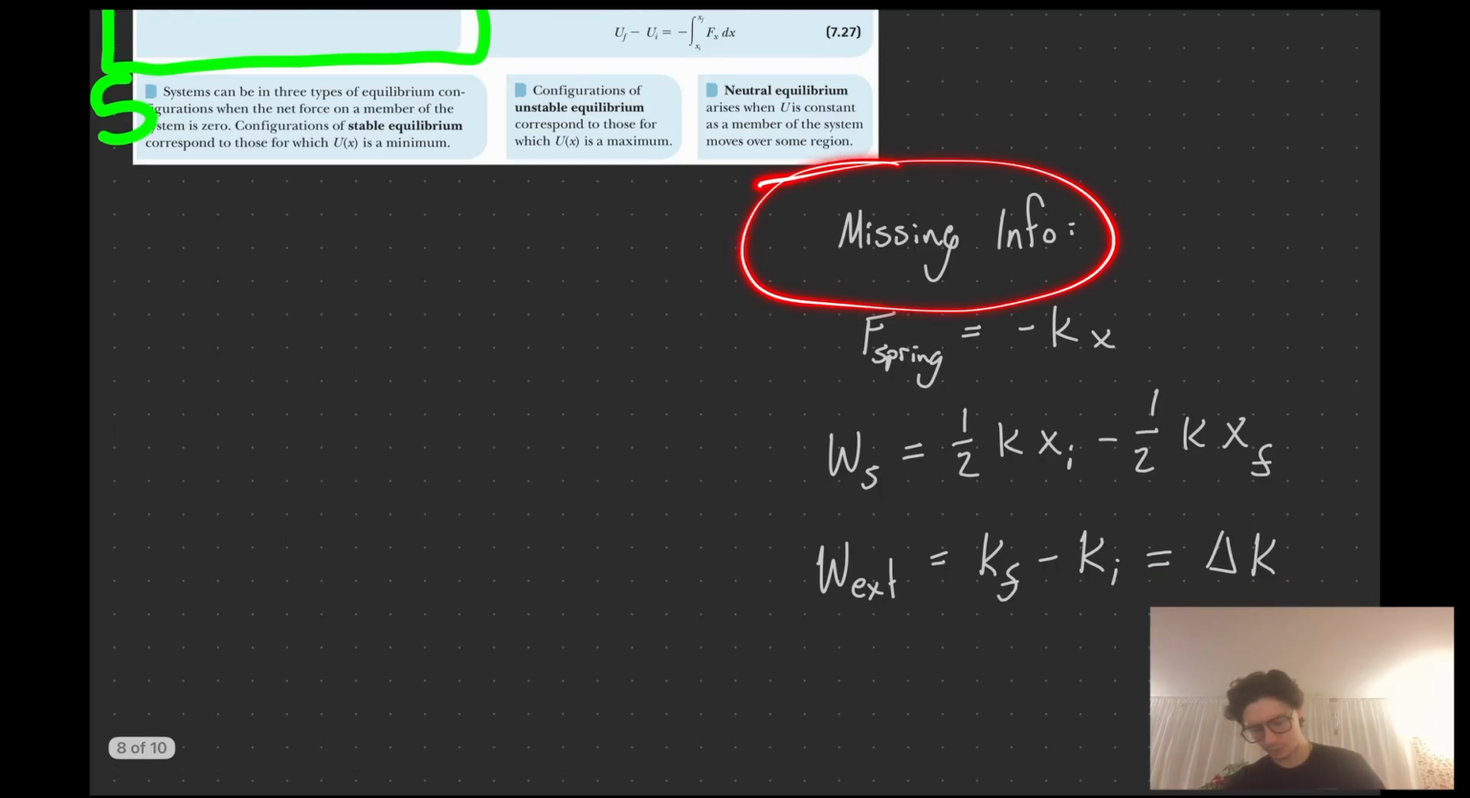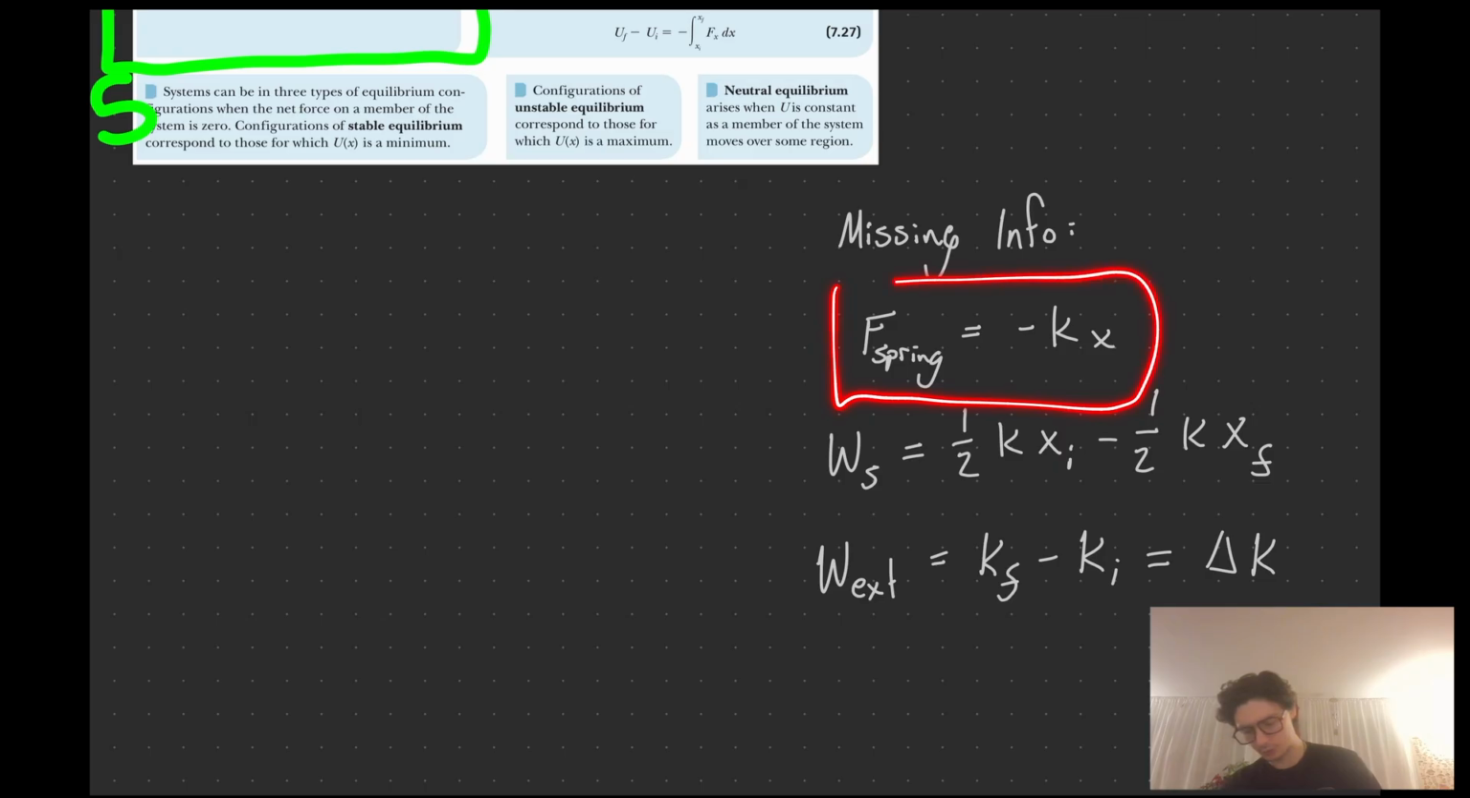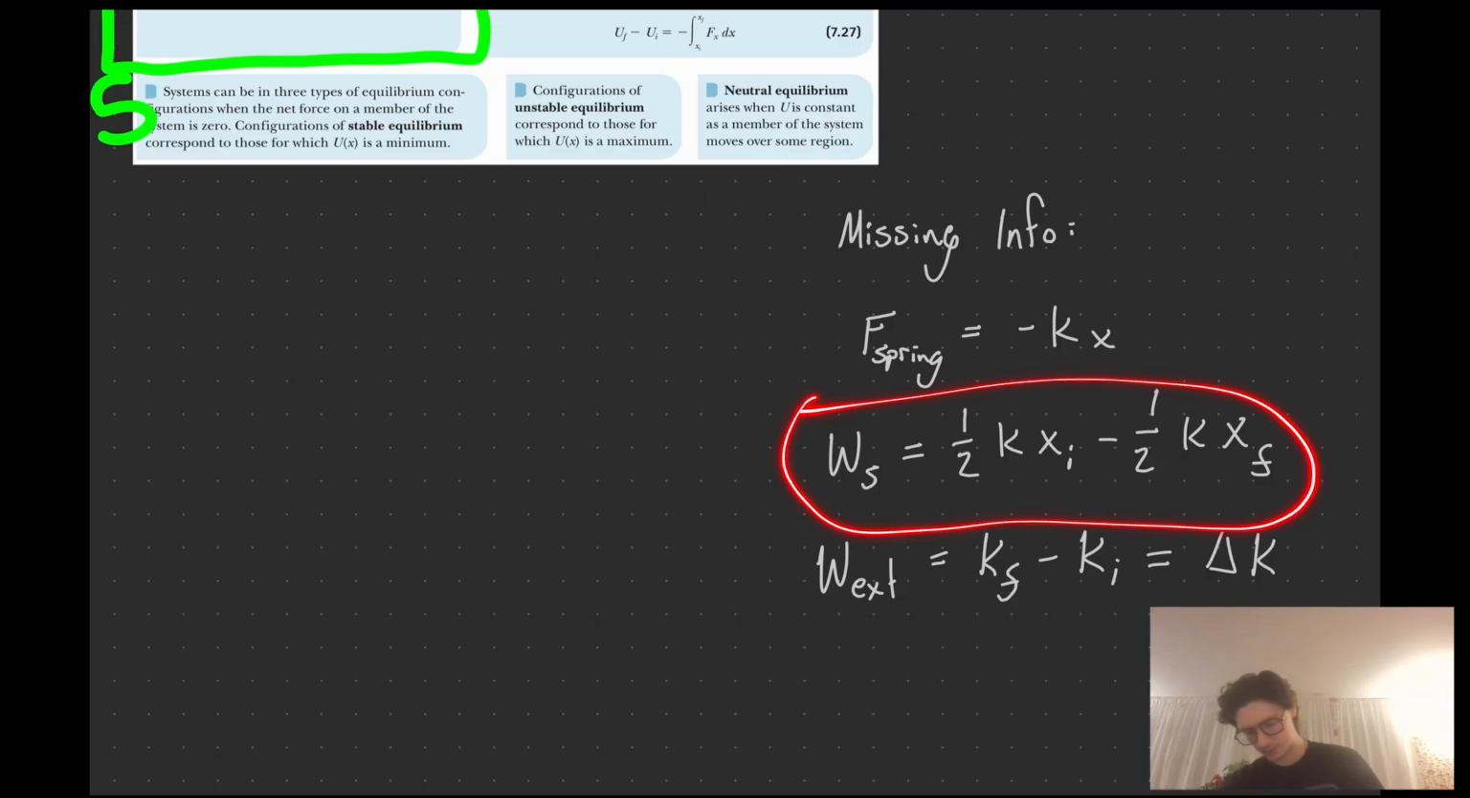And because of that, I went through the book and found some missing information, specifically about the spring. This is the force that a spring exerts if it is extended by a distance x and it has a spring constant k. This is the work done by a spring. So if this is the force of a spring and this is the extension, you can find how much work the spring does by doing force times distance and integrating. So you get up to this equation.